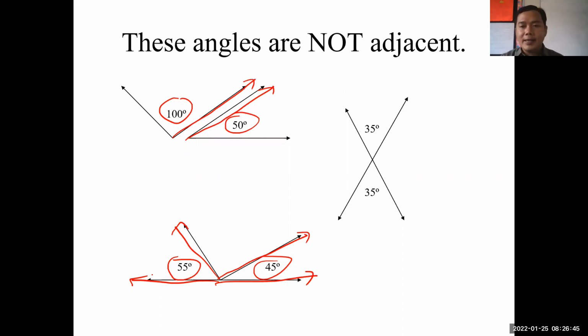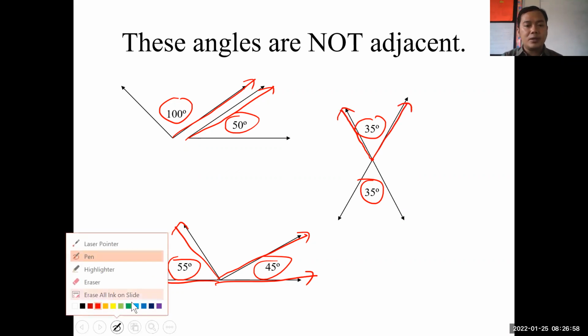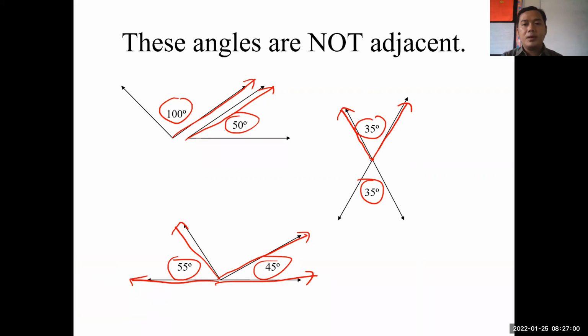Okay, the last example here, we have this guy and this guy, right? Again, this 35 on the top is made from these two rays, while the one on the bottom, I'm going to use a color maybe, we have these two rays. And these two angles, this guy and this guy, don't have a common ray, right? A common ray is something like this.